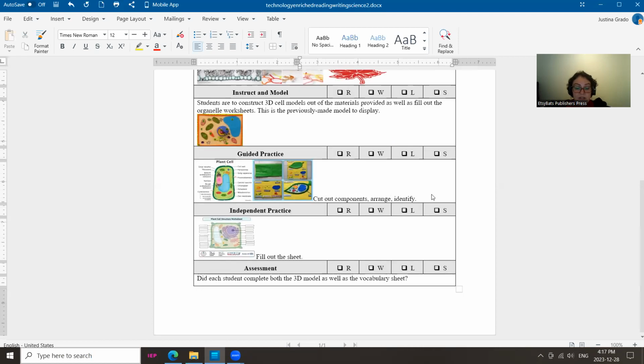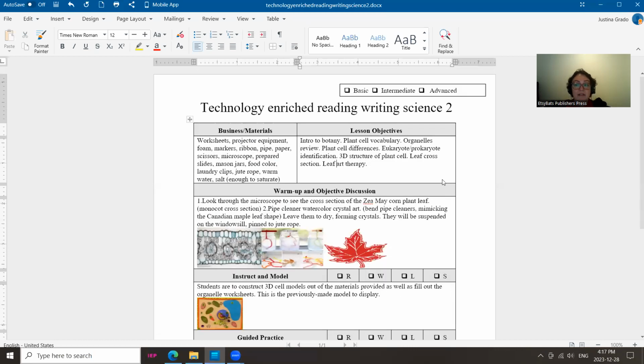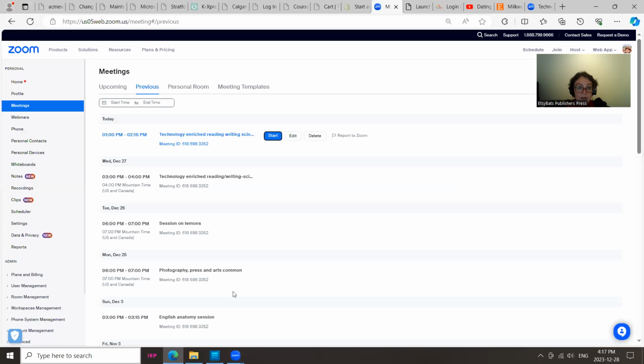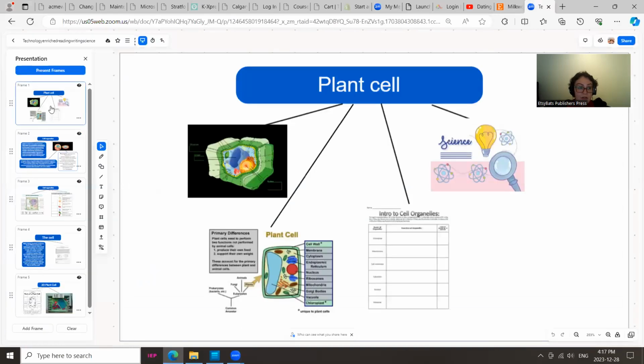Okay, this is the rewritten lesson plan in the event of my absence. These are all the materials listed, equipment to borrow, visual pictures, instructions, as well as assessment. Now I will guide you through the presentation, starting with the plant cell.